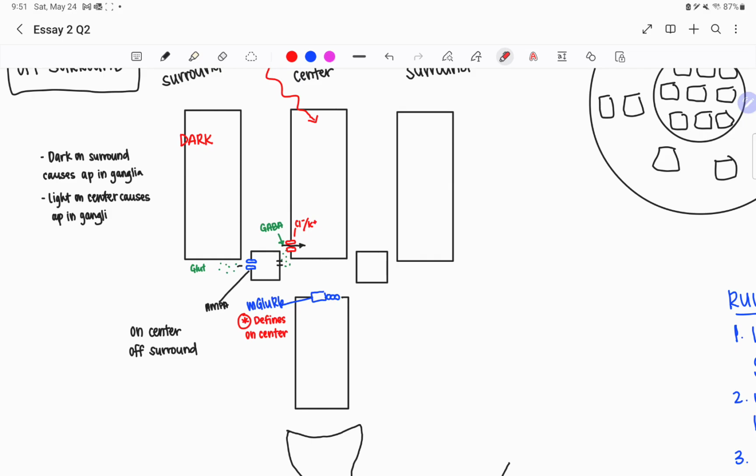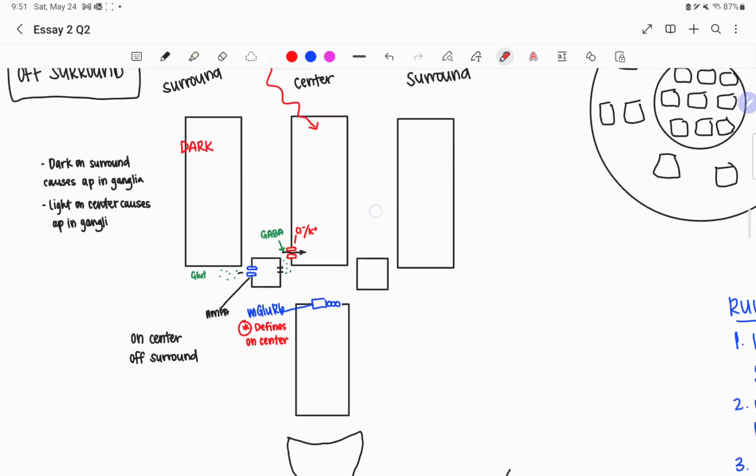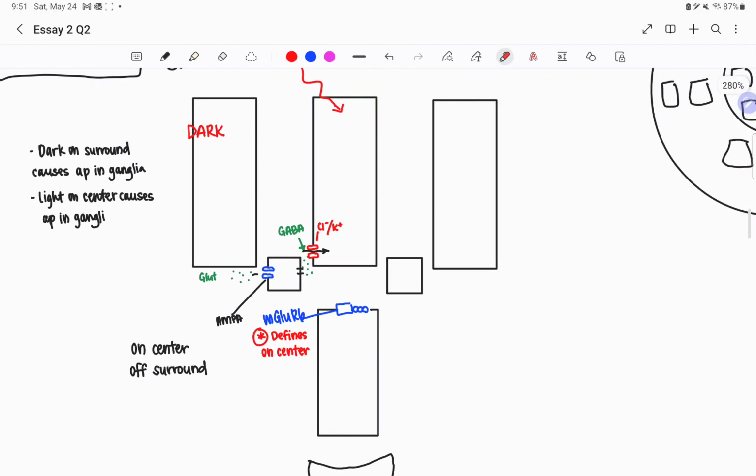That's just like what we talked about. Okay? Now, for the surround, however, it's the exact opposite of whatever's happening in the center. So for on center, that means if light's hitting the center and then it's dark on the surround, everything again is happening the exact same, but it's just dark. So that means we have a release of glutamate.